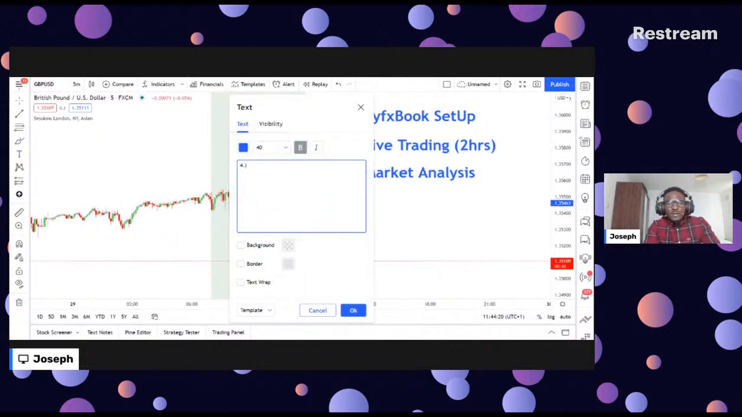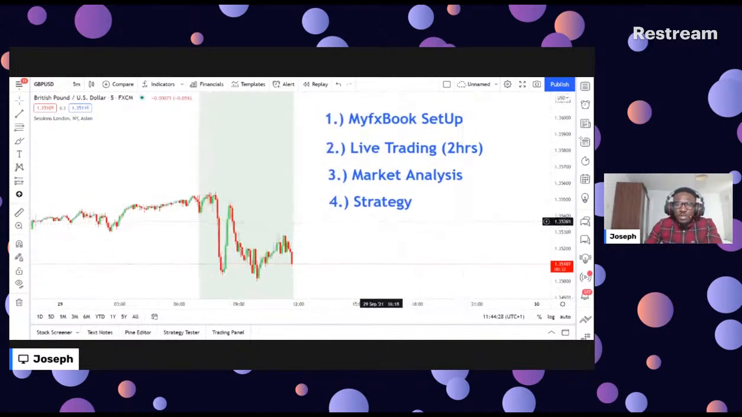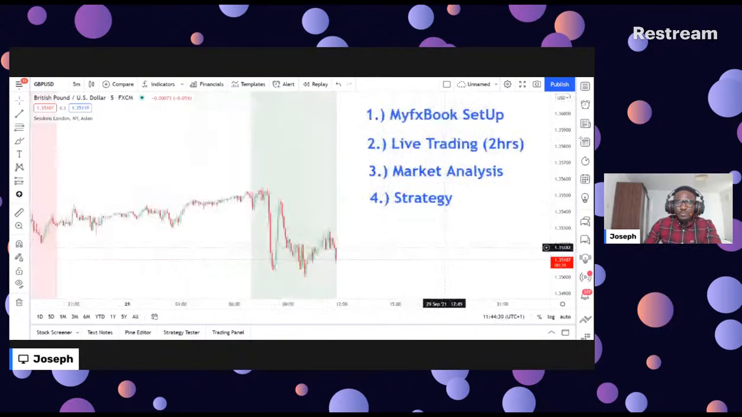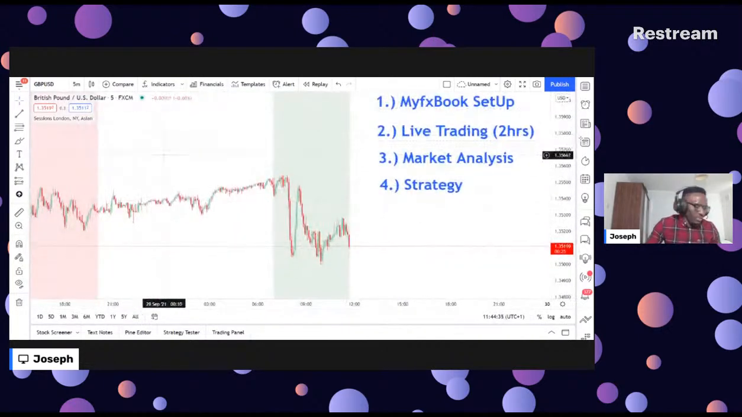However, like I said, this strategy is not something that you can just learn over one live streaming session. But I am going to be explaining that strategy in particular. And like I say, the trading is only going to be on this currency pair, GBPUSD. That's what trading is going to be about.